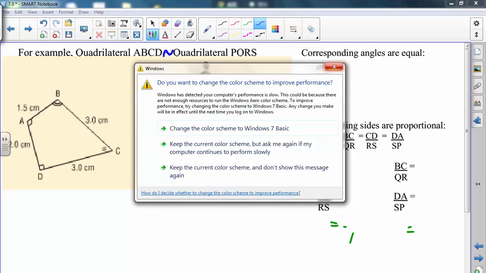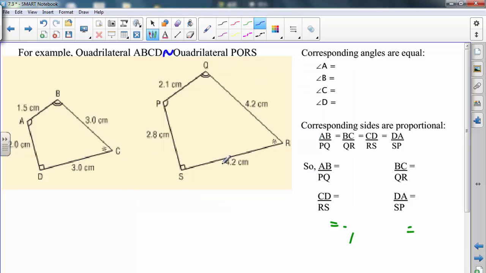Right now, let's look at two similar quadrilaterals. Quadrilateral ABCD is similar to quadrilateral PQRS. So we can use the similar symbol instead of words to describe the relationship between these quadrilaterals. Let's look at how we can justify why these two quadrilaterals are similar to each other.